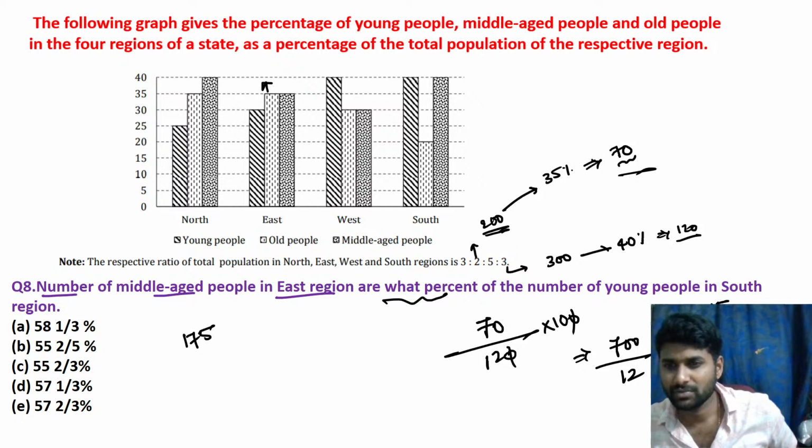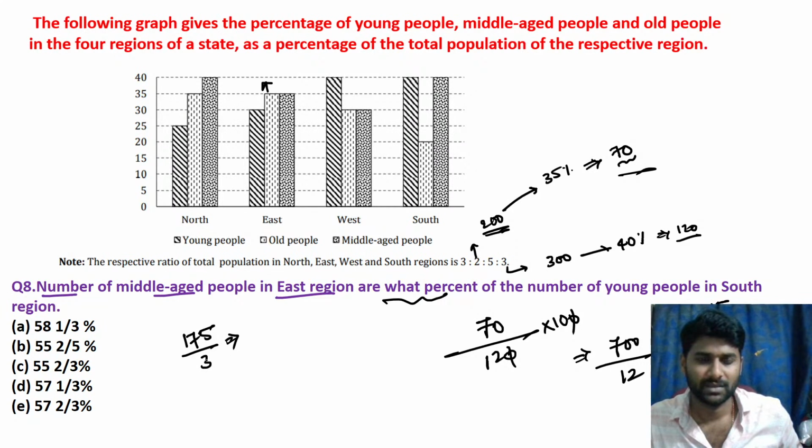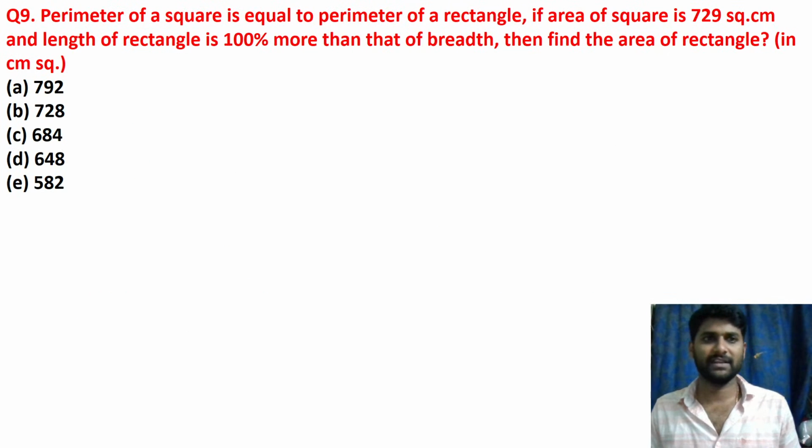So here, the two table now: 175 divided by 3. Finally answer C. 3 5s are 15, 3 5s are 15, 25, 3 8s are 24, 5, answer 58 1 by 3. So here is the final question.